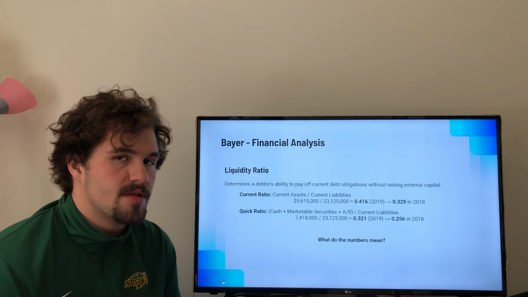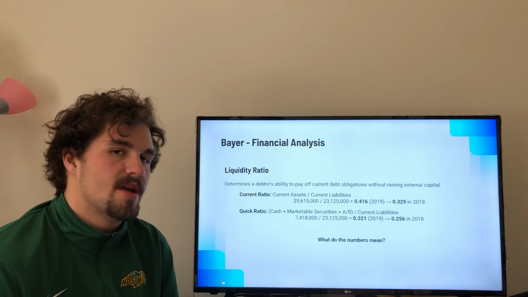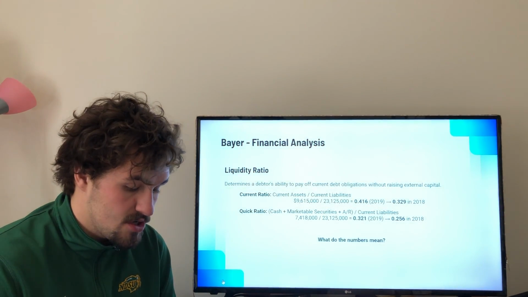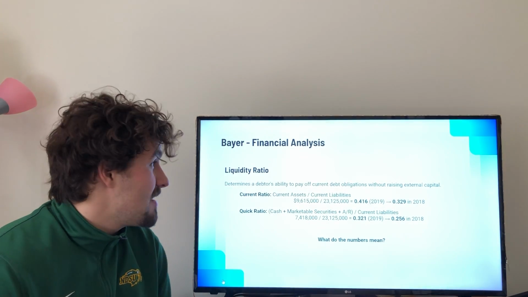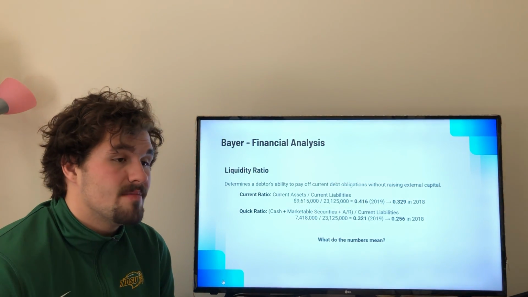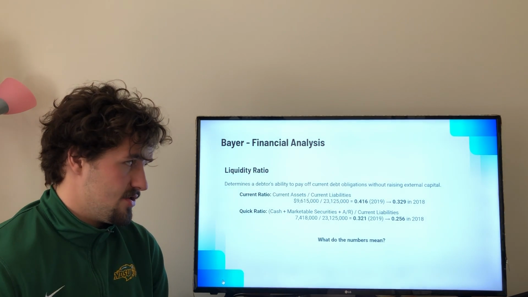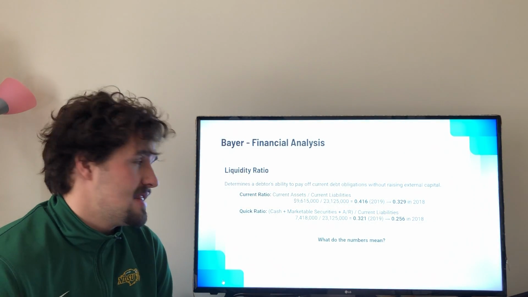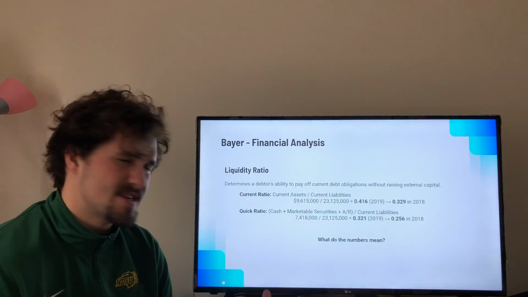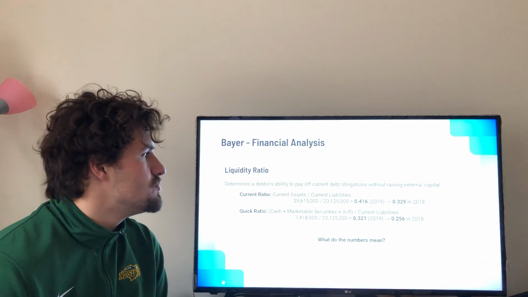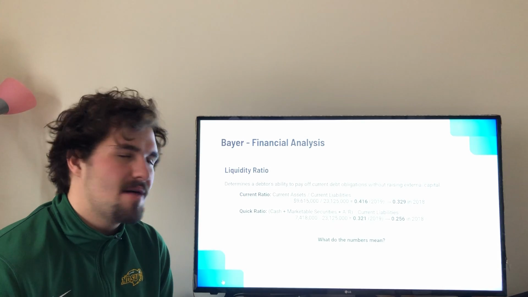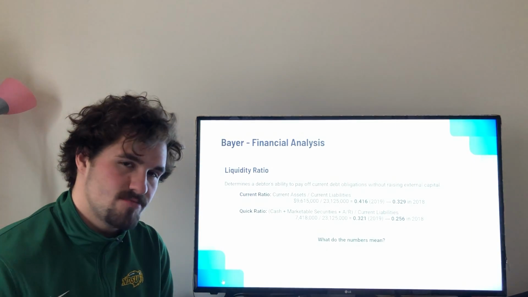These are considerably low for liquidity ratios in the pharmaceutical industry. Usually it's around 3. However, Bayer has a lot of external investments from grants and government sources that aren't considered current investments that aren't taken into account here. So they would be able to pay off their debts quicker, I believe, than these numbers show.